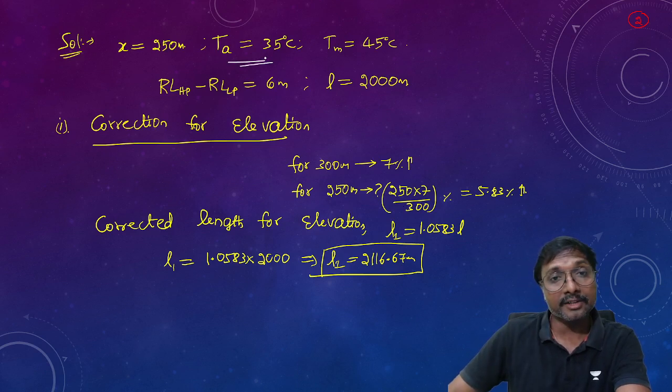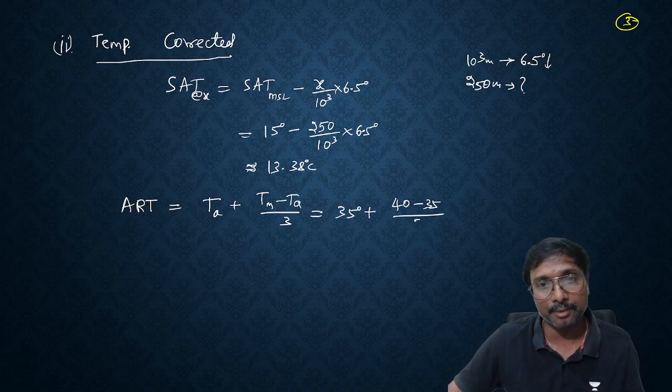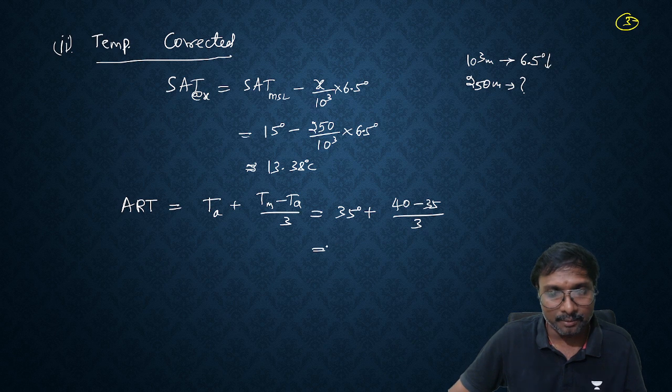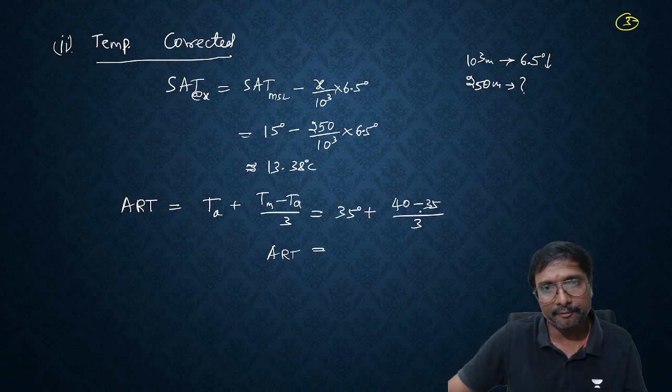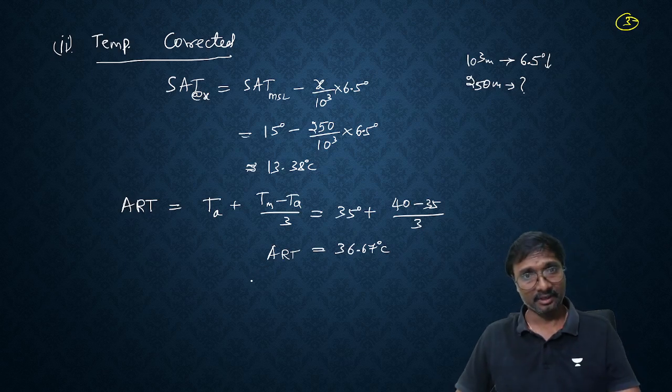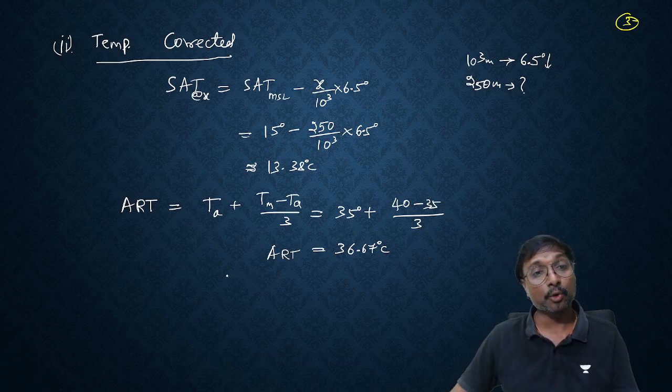Monthly mean of average daily temperature is 30 degrees. Monthly mean of maximum daily temperature is 45 degrees, divided by 3. So finally, how much does it come to be? That value is the airport reference temperature. This is 5 by 3, approximately 1 point something, so that is 36.67 degrees centigrade. This is your airport reference temperature.